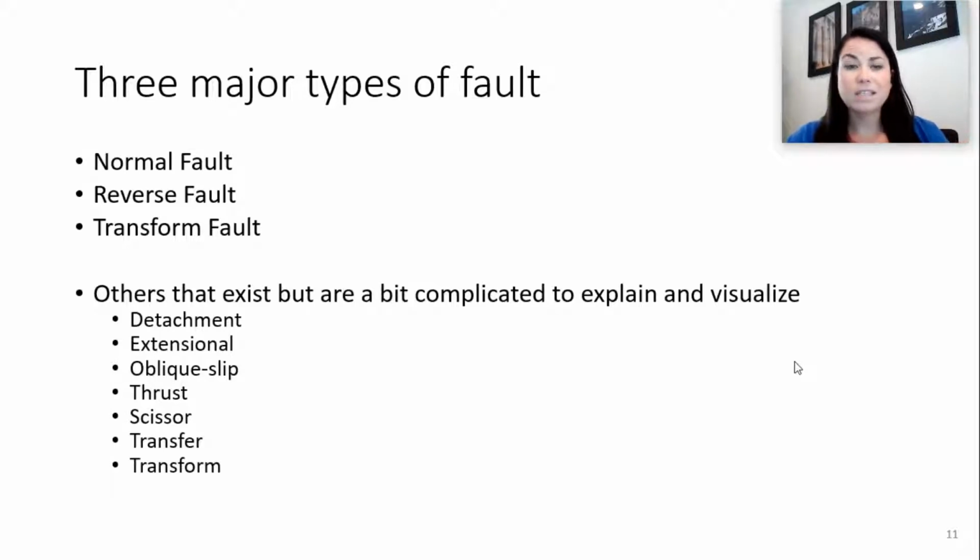We have things like detachment faults, extensional, oblique slip. Like I mentioned, thrust, but there's even different variations of what a thrust fault is. Scissor fault, transfer fault, and transform. So there's all these different types of faults, but we're going to focus on just the three, and those are typically a little bit easier to visualize.